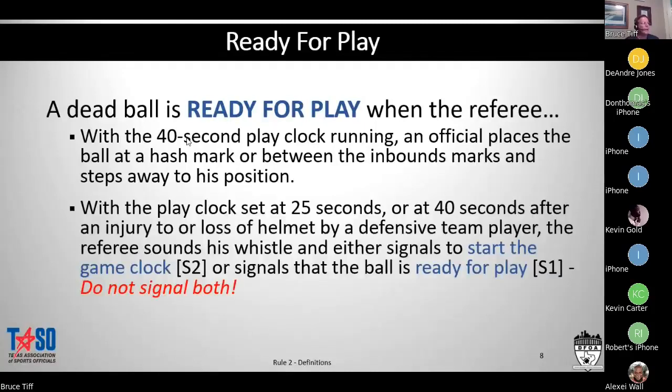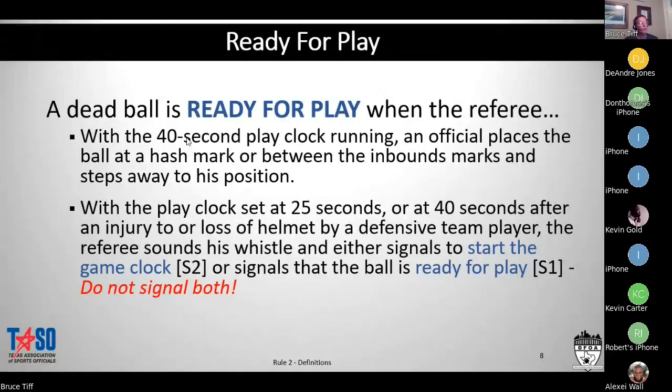There are times, maybe we had an administrative stoppage, that we had to set the play clock to 25. So with the play clock set at 25 seconds, or it could be set to 40 seconds after an injury to or the loss of the helmet by a defensive player, the referee is going to sound his whistle and either signal to start the game clock or signal that the ball is ready for play. We'll talk more about that. That sounds very complex. It's really not. What it typically means is we had some administrative stoppage, and based on what that stoppage was, we're going to ask that the play clock be set to 25 seconds or 40 seconds, and then we're either going to start the game clock and the play clock, or we're just going to start the play clock.